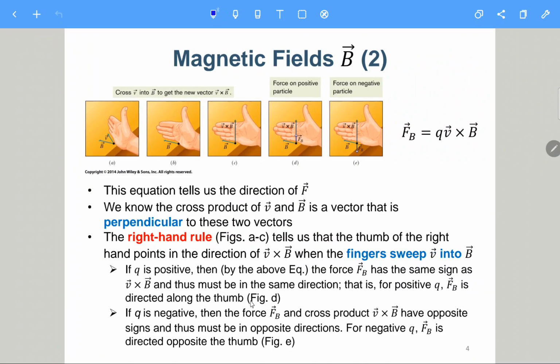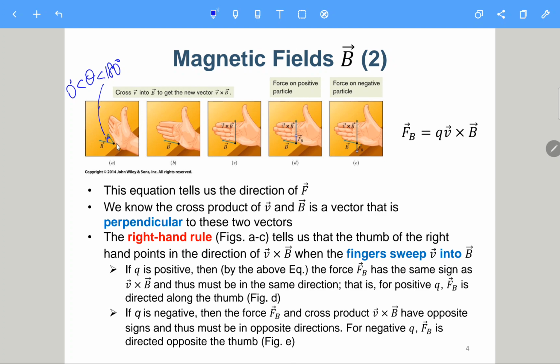So now we would like to determine the direction of this force. So the equation tells us the direction of F. So we of course use the right hand rule to determine the direction. The procedure I suppose you have learned is V cross B. So you use your forefinger to point to the direction of V, and then you cross to B. And of course, this angle should be smaller than 180, larger than zero.